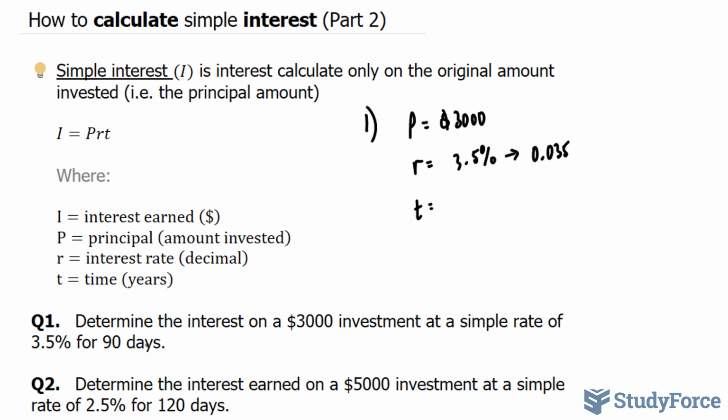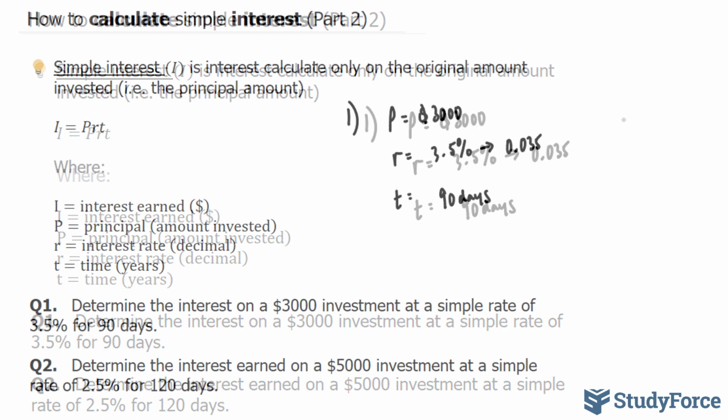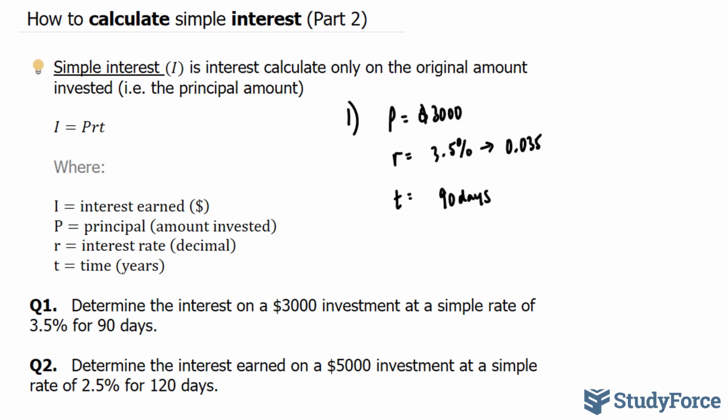Notice that we have 90 days here. We need to convert 90 days to years. How do we do that? Well, to convert 90 days into years, we need to use the conversion factor. 365 days is equivalent to 1 year, and we have 90 days.